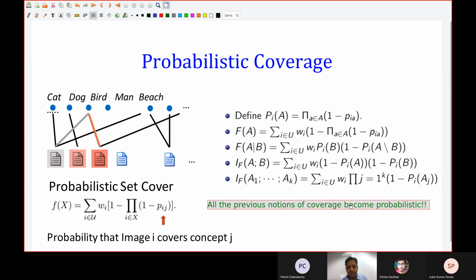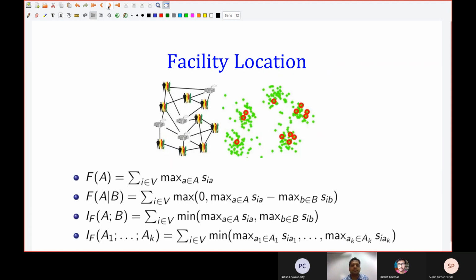Okay, so it is slightly trickier, I must say. Facility location. Let's just look at the terms here. What you'll have in the facility location case is f of A is the most similar element from A for each element i, right? In fact, we had a name for this. We used to call it g_i, right, for a fixed i.